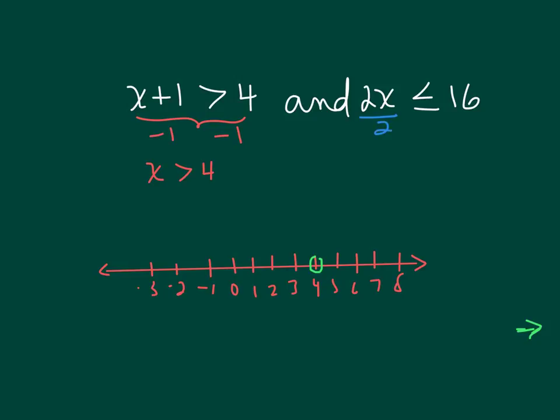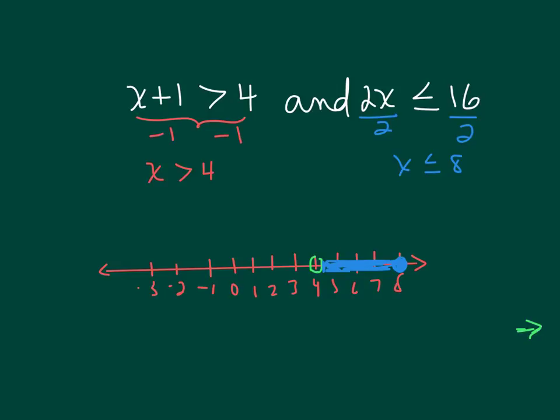So I'm going to divide by 2 on both sides. Now I get that x is less than or equal to 8. So now I have a full circle because the 8 is included. The and means that I'm going to shade between these two numbers. What this tells you is that the solution to this particular compound inequality are all the numbers between there. So 8 is included, 7 is included, 6 is included, 6.5, and all that stuff.